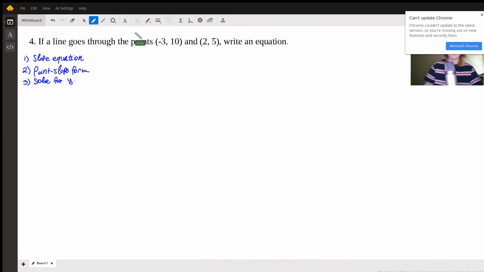I'm Anika, and I'm here to show you how to find the equation of a line that goes through these 2 points. So our very first step is going to be to label what are our first points and what are our second points.